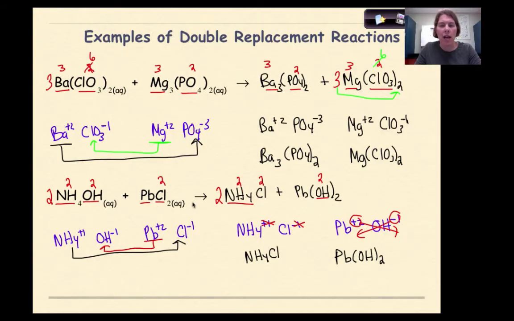And then finally, the last thing to underline is the Pb. 1 Pb, 1 Pb. Hey, I'm balanced. I'm good. I'm done. Everything is written out correctly. Everything is balanced correctly. And there you go.